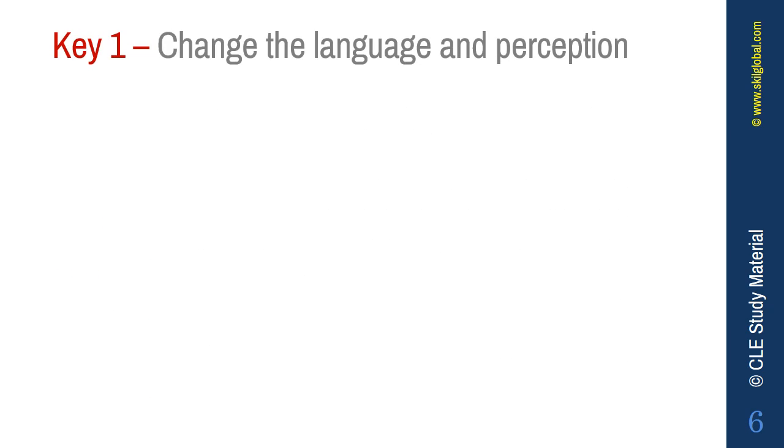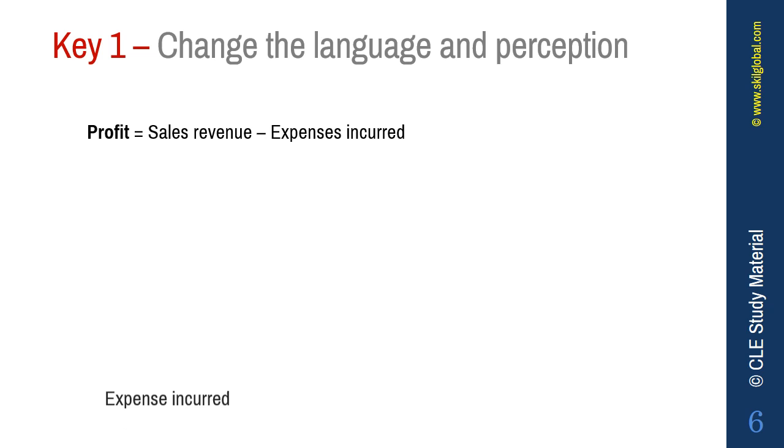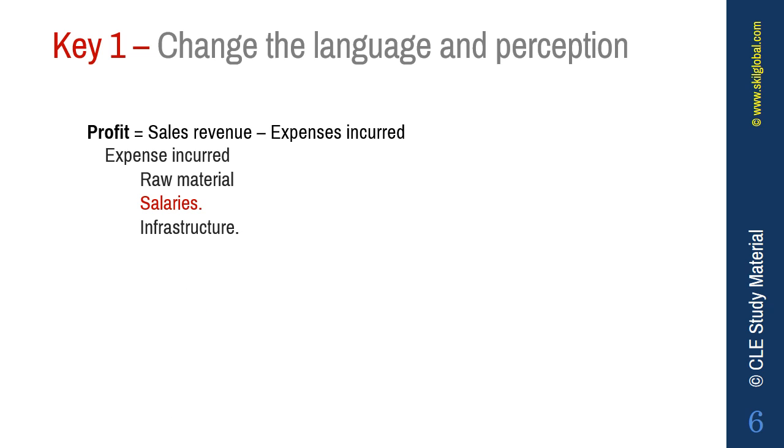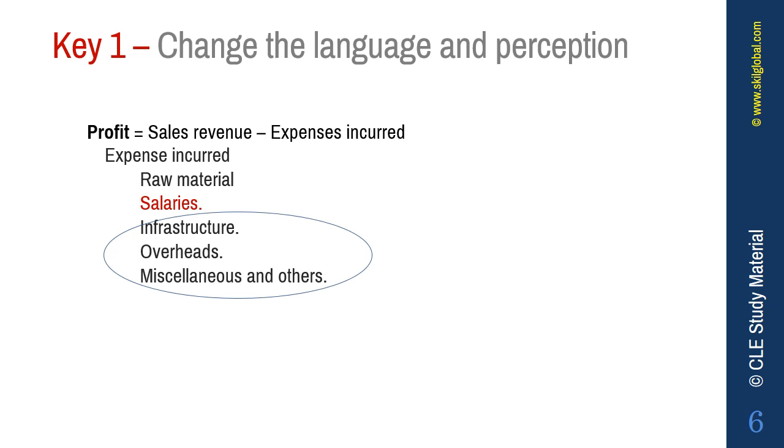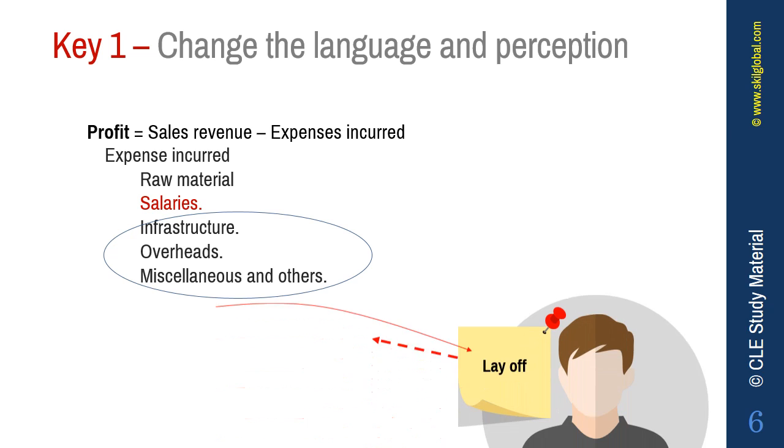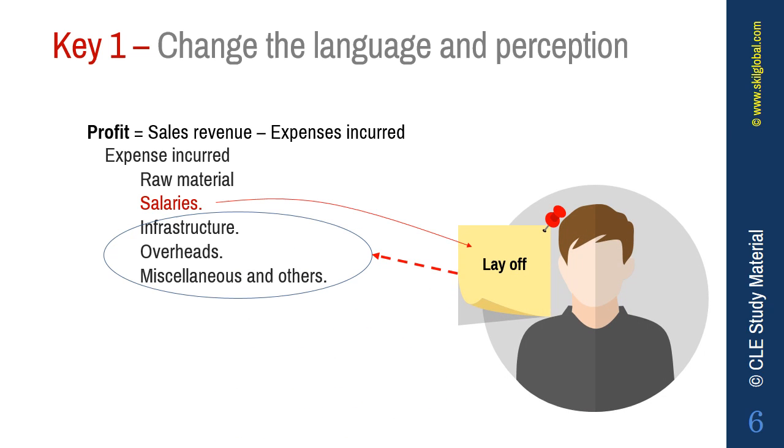The first key is to change your language and perception. Management understands the language of profits. Profit equals revenue from sales minus expenses incurred. Expenses are incurred on raw material, salaries, infrastructure and facilities, overheads, miscellaneous and others. The most common way of making profits these days is to lay off. Companies lay off to save money, but there are better ways.